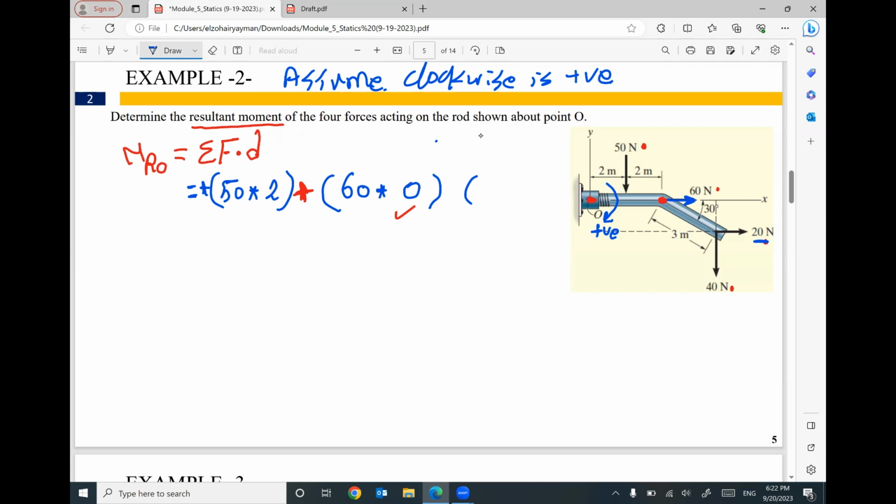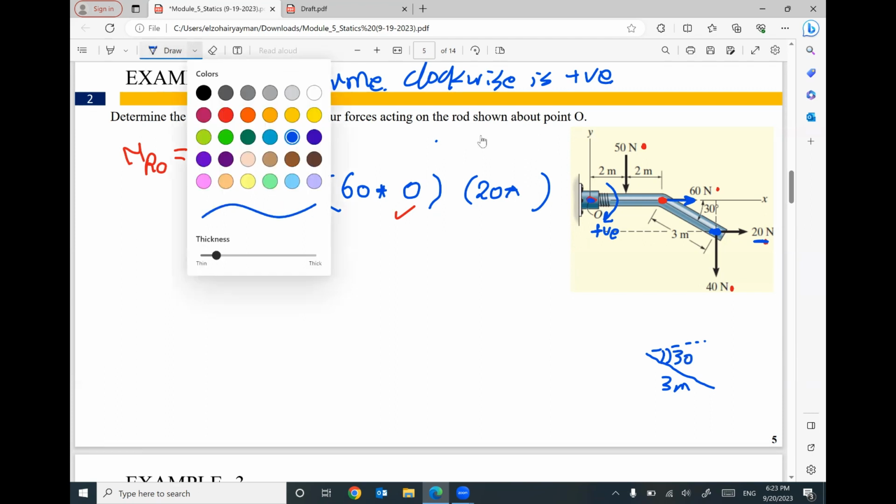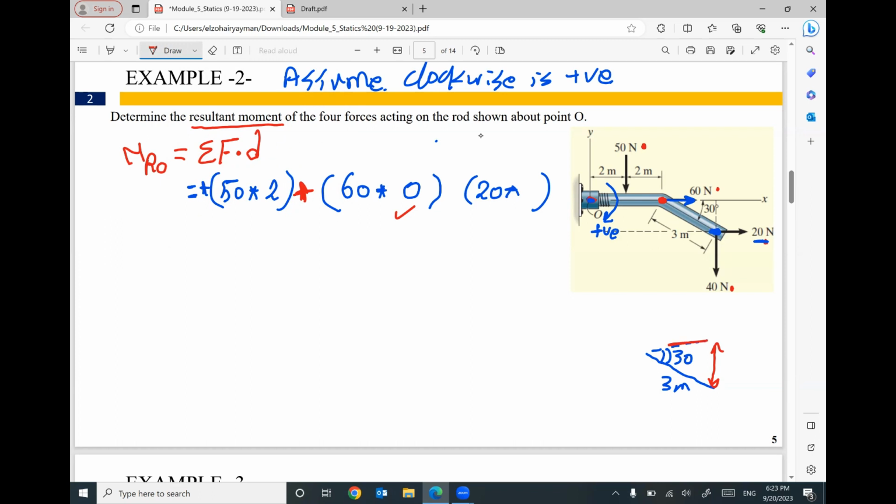Let's talk about force 20. Since your 20 is horizontal, your distance will be vertical. So what will be the vertical distance between force 20 and the point O? Keep in mind the inclined distance for this part is 3 meters, and this angle is given as 30. So I can figure out the vertical and horizontal distances from this 30 and 3 meters. The horizontal one will be 3 cosine 30, and the vertical one will be 3 sine 30.